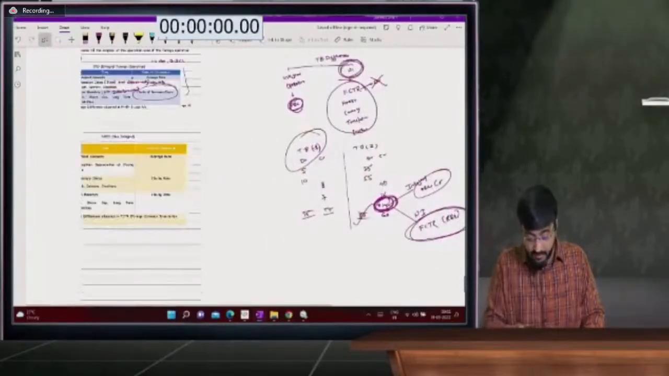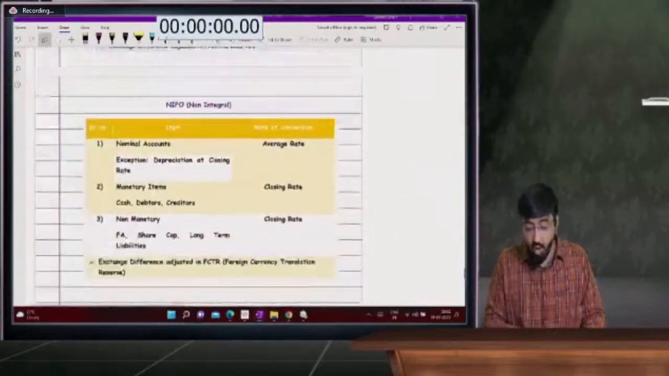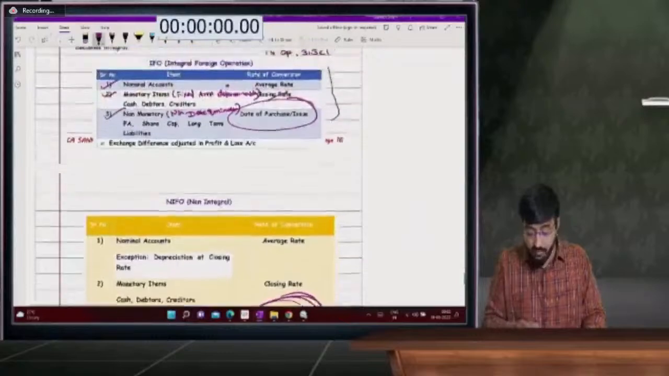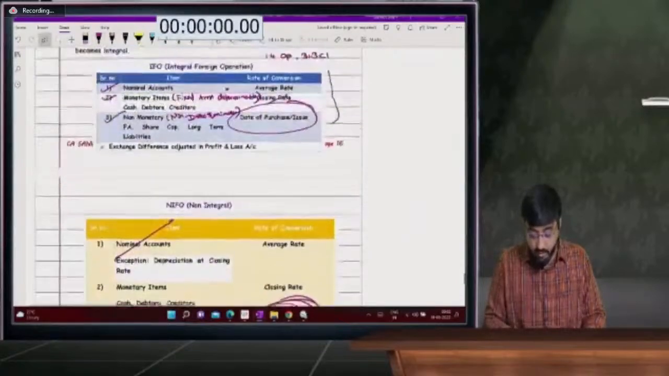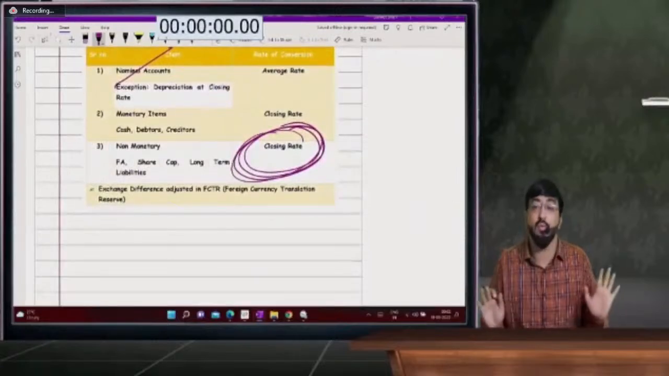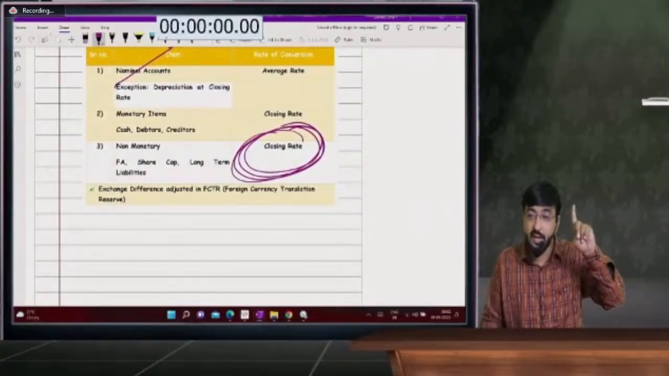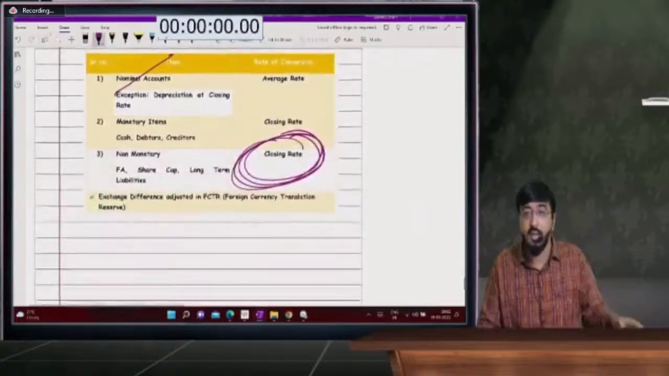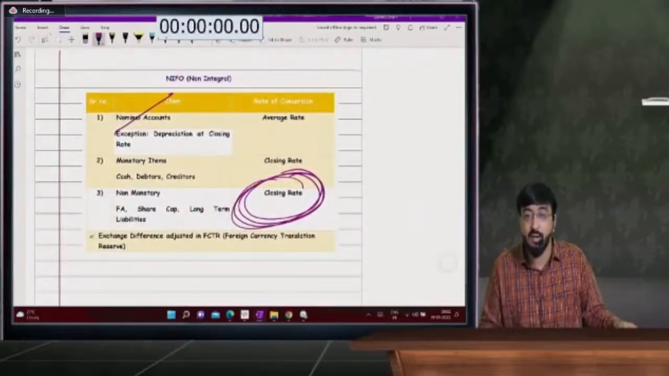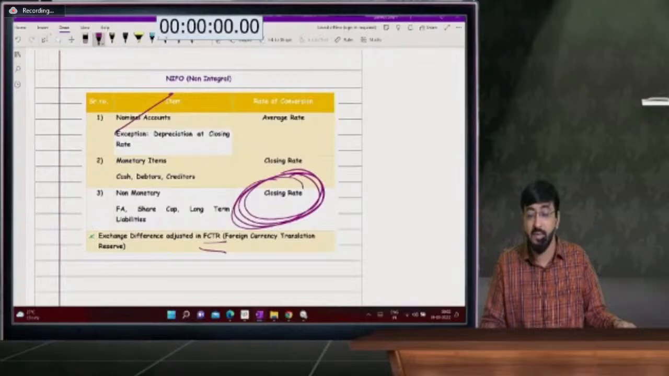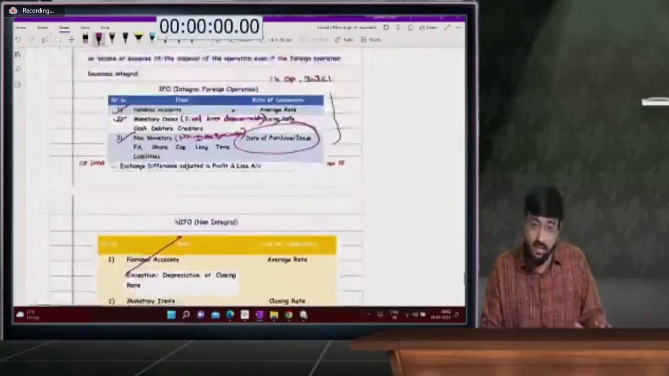Now the difference is, if it is non-integral, these two are the same, monetary and non-monetary. The difference is only in non-monetary, where you will also use the closing rate. In case of integral, it is date of purchase and date of issue. But in case of non-integral, it will be the closing rate. And the exchange difference will be adjusted in the FCTR account. Where to adjust the difference? FCTR account.